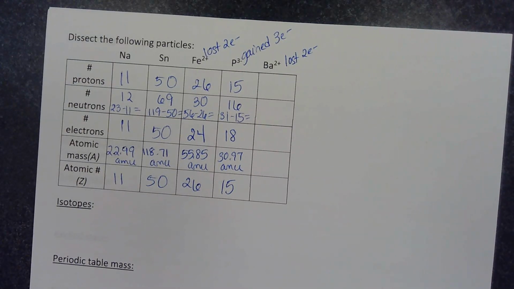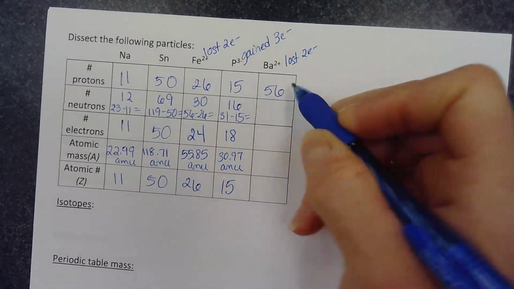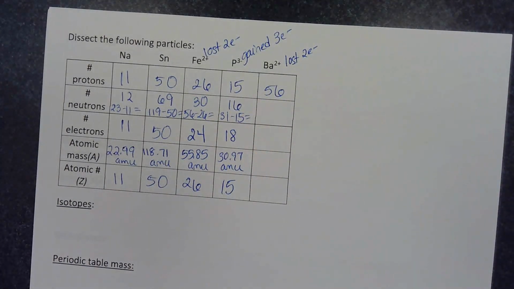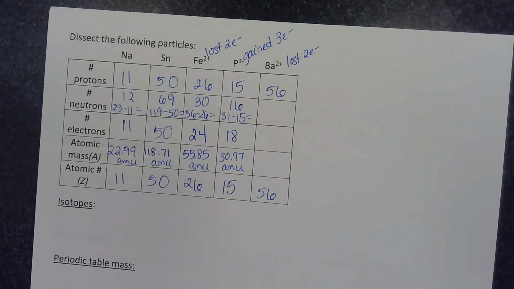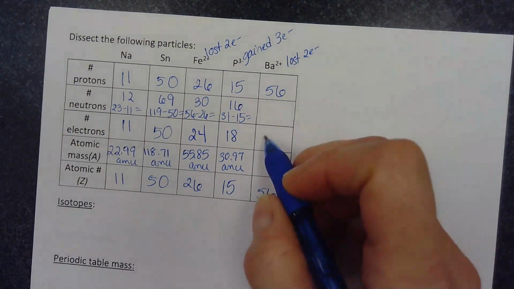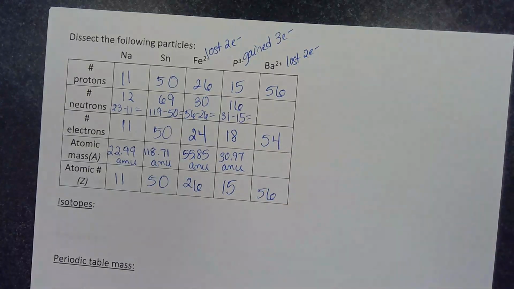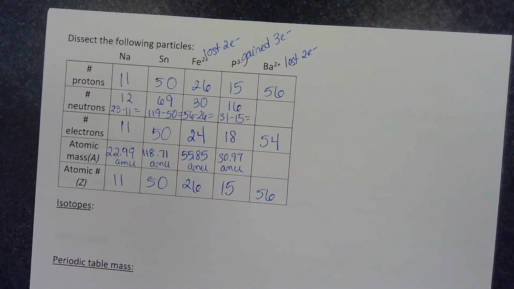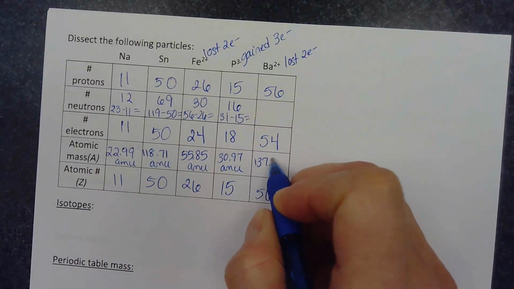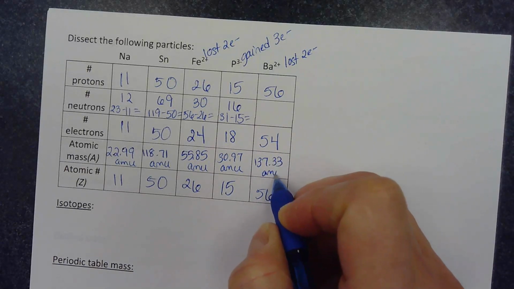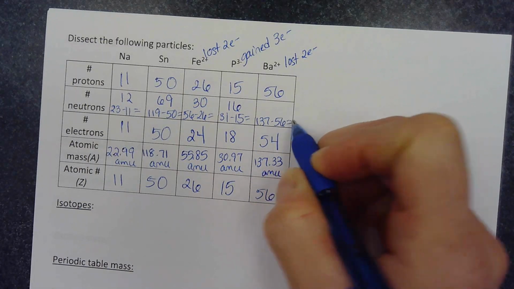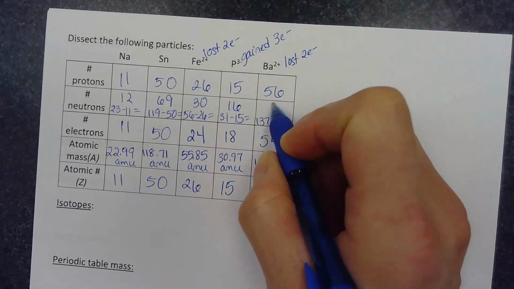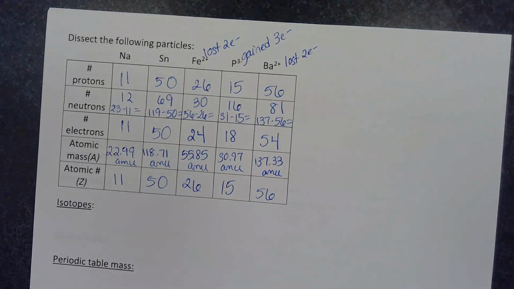All right. Barium 2 plus. What's protons? 56. What else is 56? Atomic number. Good. Electrons, it's barium plus 2. 54. Very good. What's the mass? 137 AMU. Good. And 137 minus 56 equals what? 81. Good job. Is this making sense?